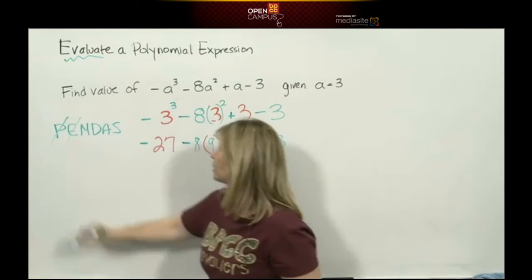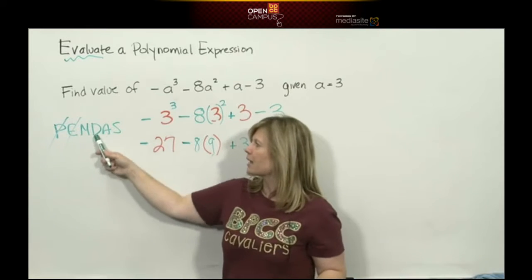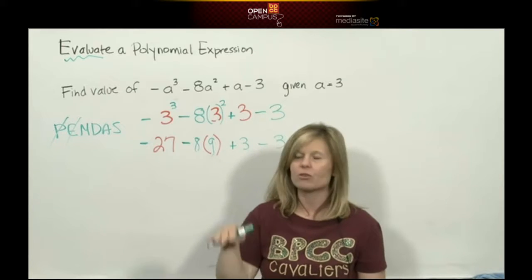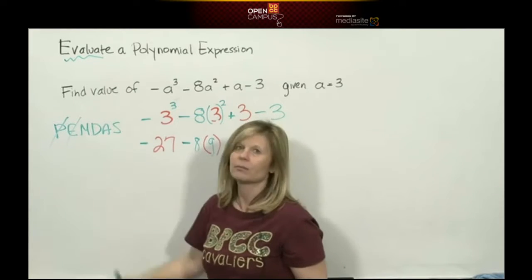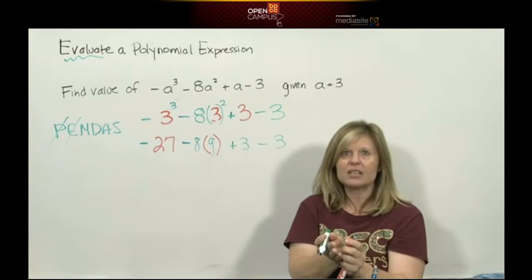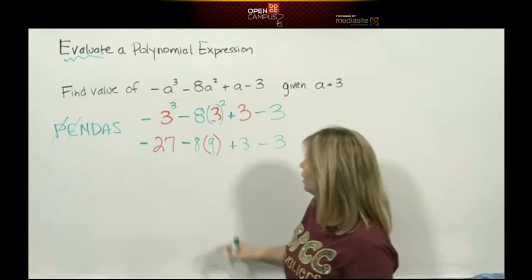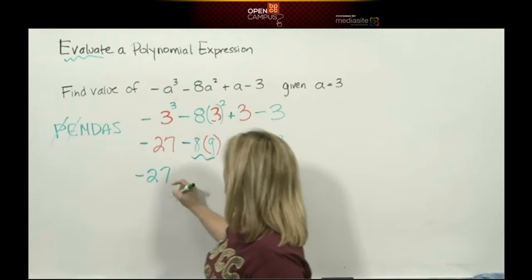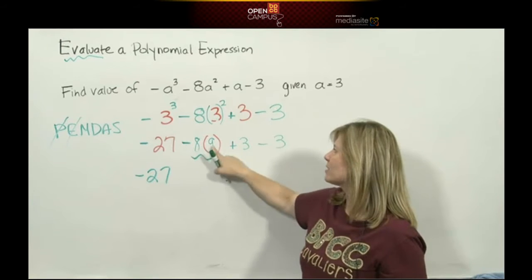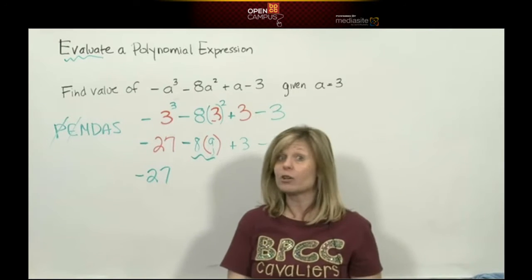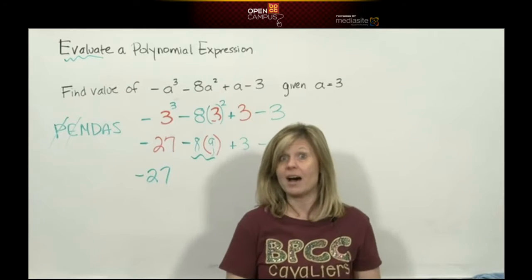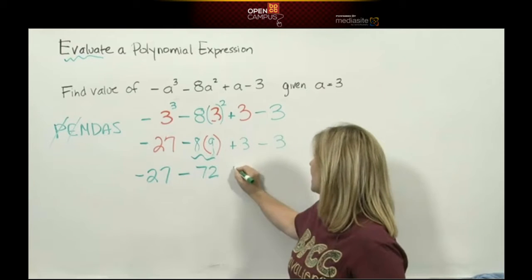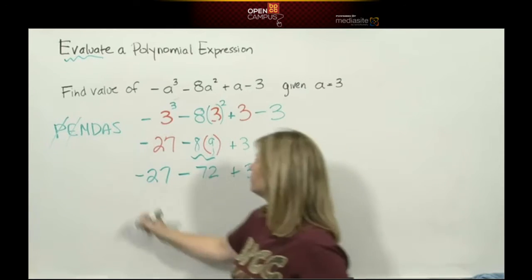So I did the exponent. The next is multiplication and division. Well, there is no division at all because we do not see any fraction bars. So then we're looking for multiplication. Multiplication is parentheses in arithmetic. So if we look, here's our multiplication. That means we leave the negative 27 and we multiply. What is negative 8 times 9? Well, first of all, you got to know your facts. A negative times a positive is always a negative. And 8 times 9 is 72. And then I'll bring all my other terms down.